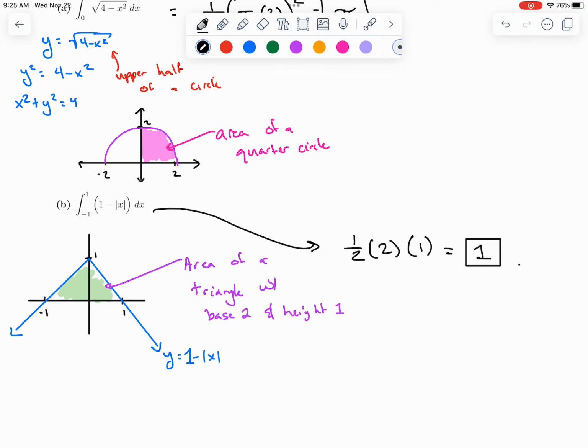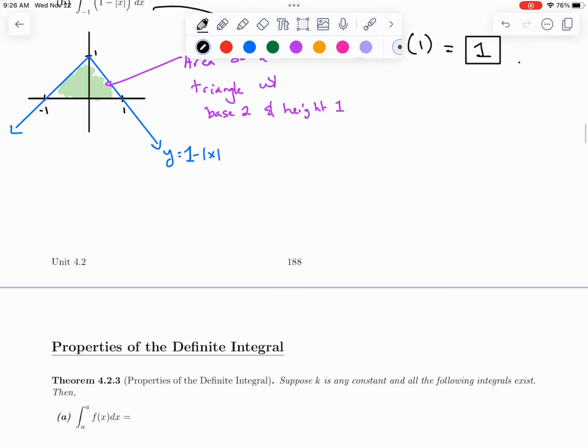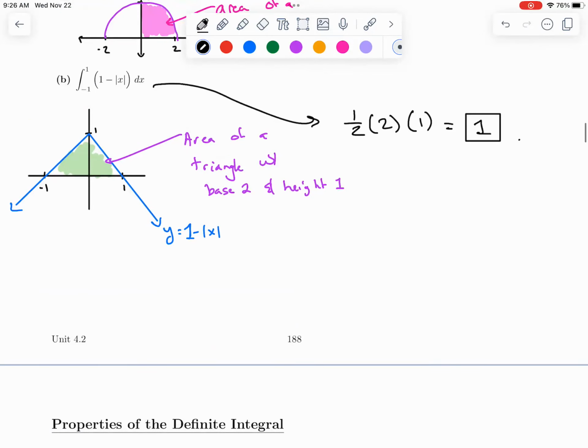Okay. So that's how you can use geometry to solve these problems without even integrating, without even doing the things that we need to do. So the question then becomes, how do we figure this out geometrically, not by the rectangles? Not yet.